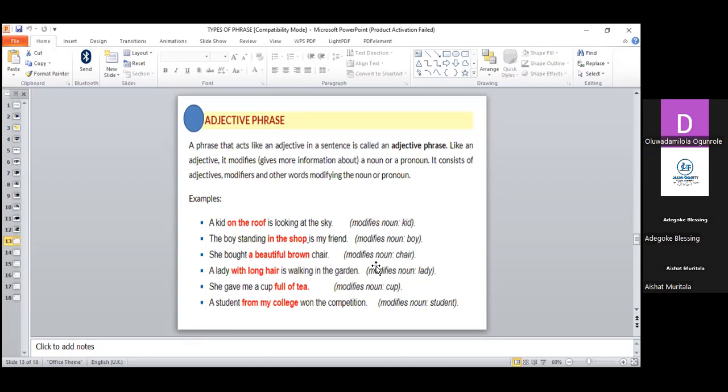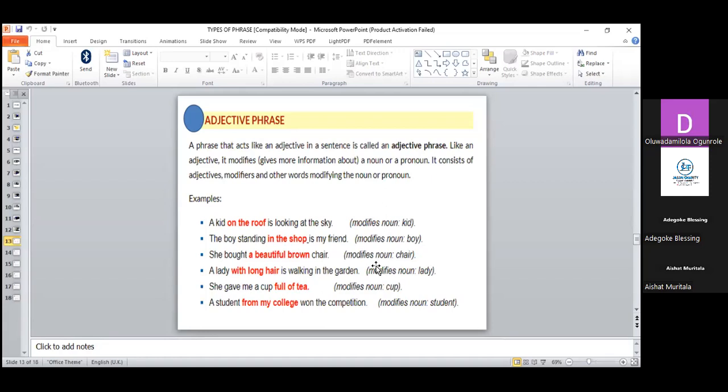Now, if you're talking about the adjectival phrase, the adjectival phrase is a phrase that acts as an adjective in a sentence. It modifies or gives you more information about the noun or pronoun. It consists of adjectives, modifiers, and other words that can work as an adjective or that can modify a noun or pronoun. Now, looking at the examples that we have: a kid on the roof is looking at the sky.